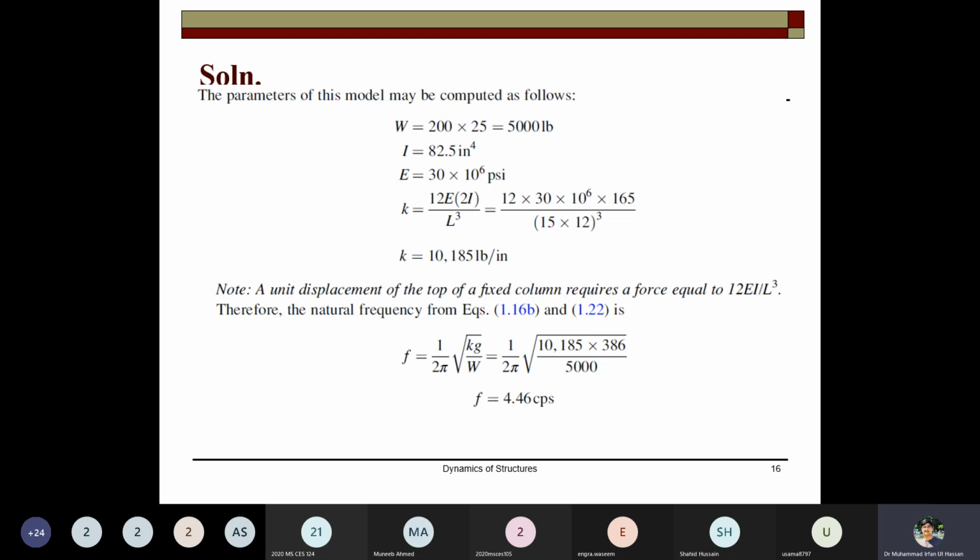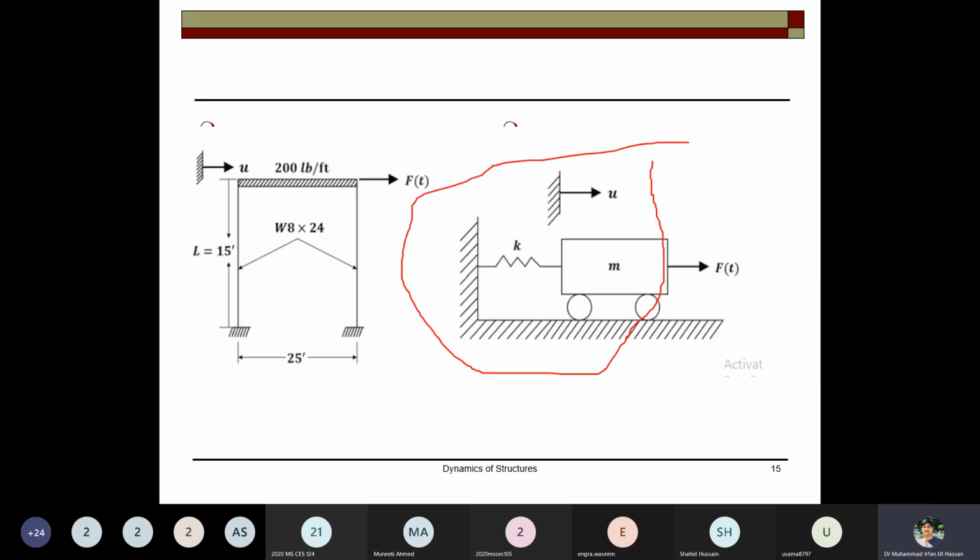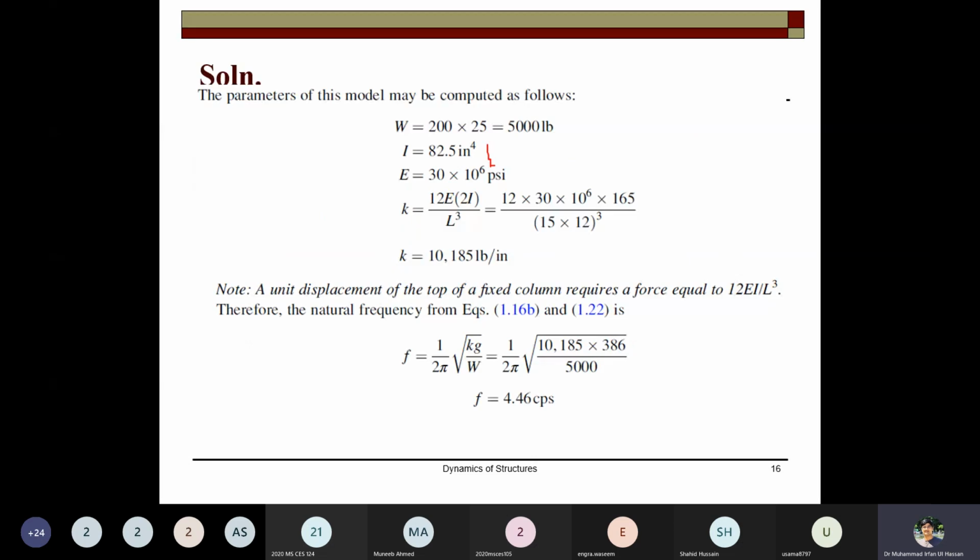The total weight on top of the beam is 5000 because the length of the beam is 25. The total weight acting on the beam level is 5000 pounds. The moment of inertia for the given columns is also given. So this is the moment of inertia. The E value for the steel is 30 into 10 to the power 6 psi.